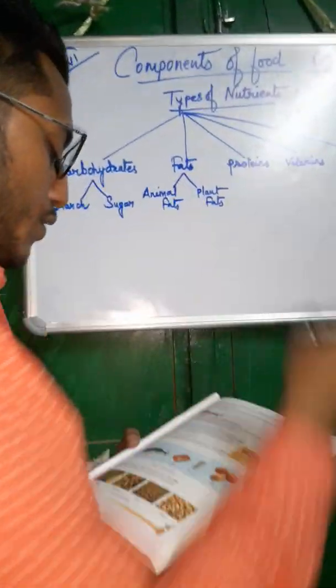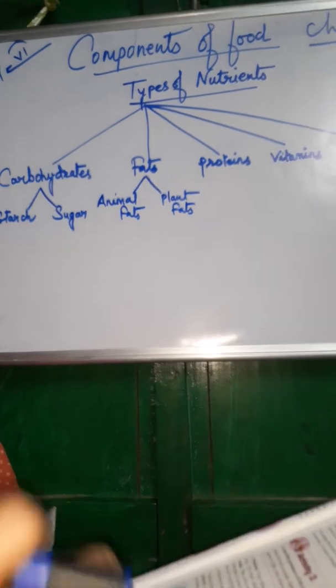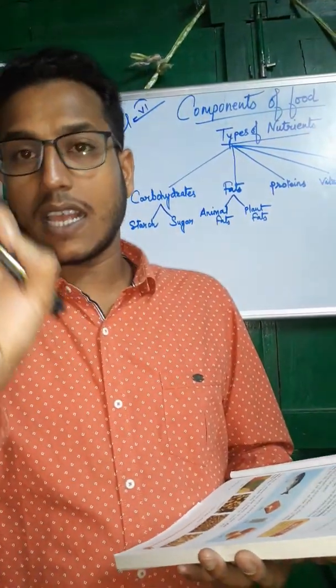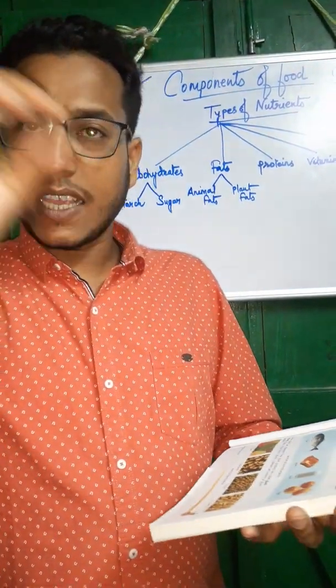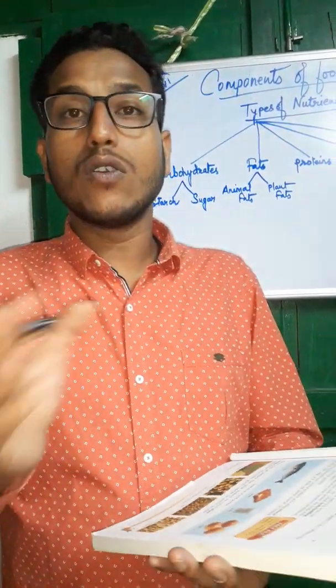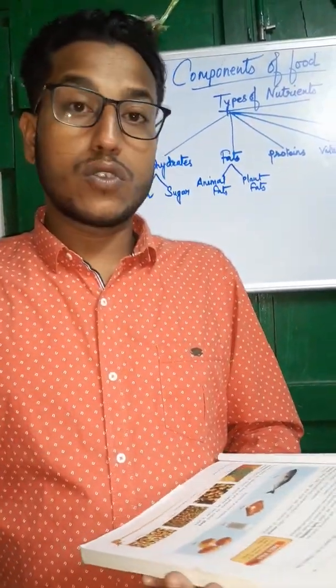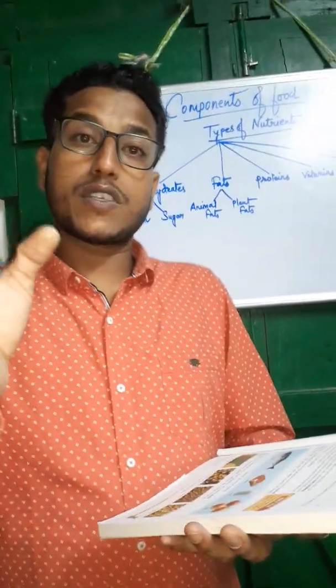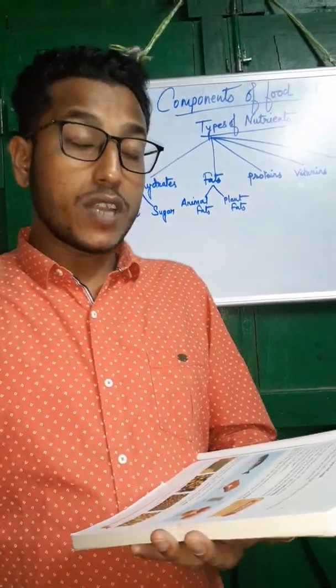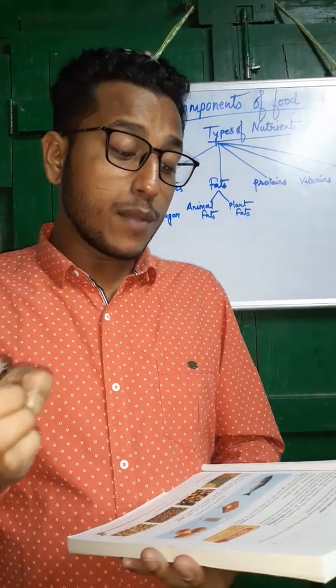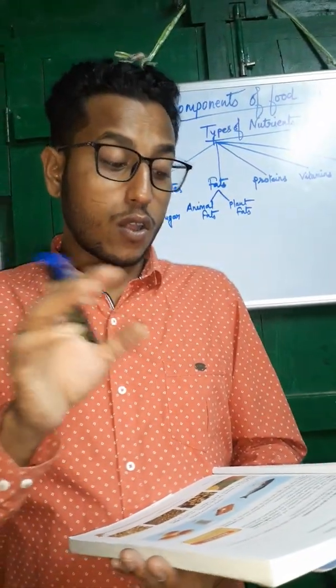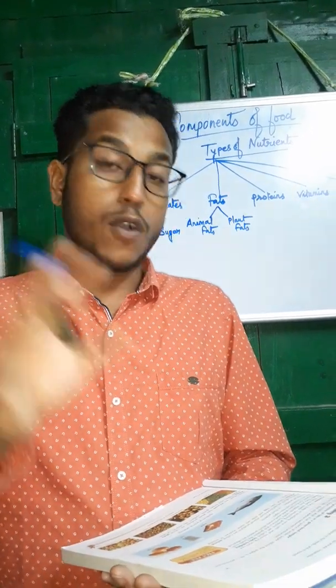Number three, proteins. They help in building new cells and repairing worn out cells. Sometimes we cut our skin or our hands. After a few days, the wound heals, because the cut is repaired by cells. So proteins help in building new cells and repairing worn out cells. The food items containing proteins are called body building foods. They also regulate body functions and protect the body from infections.